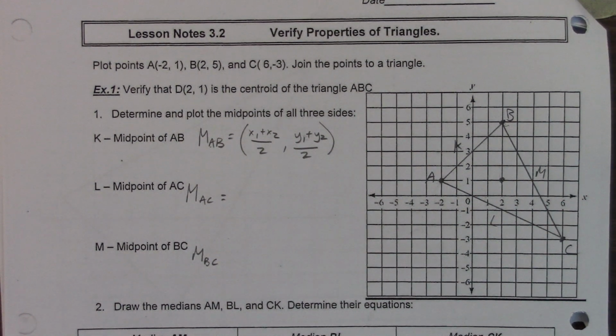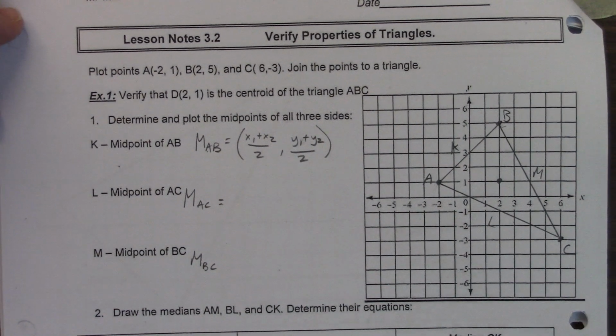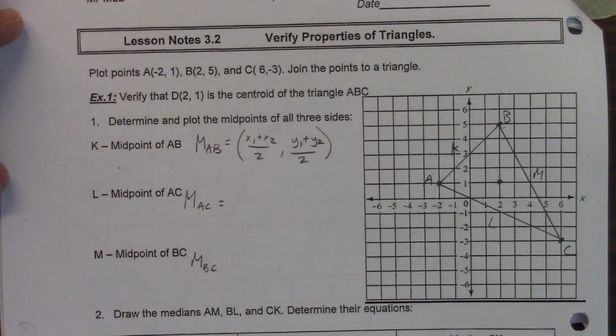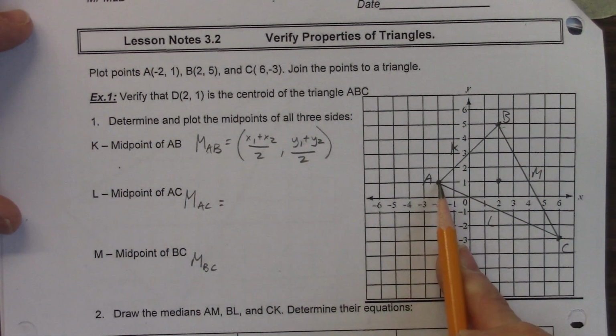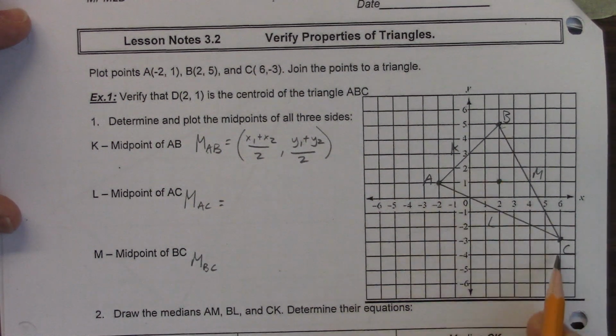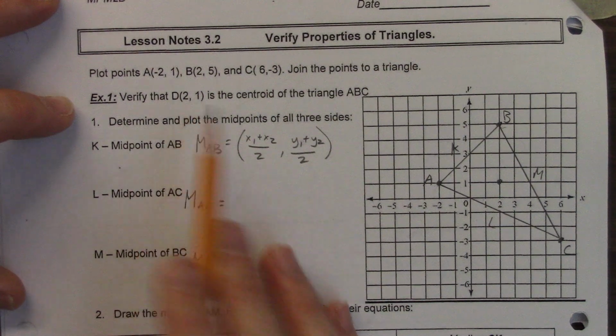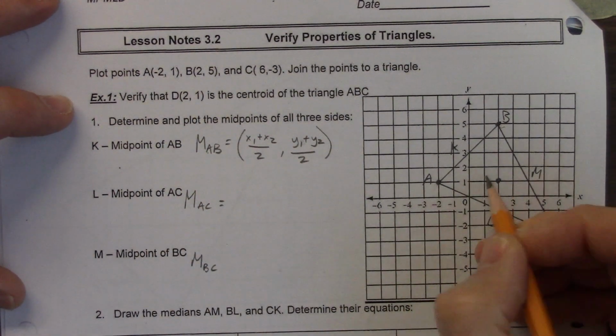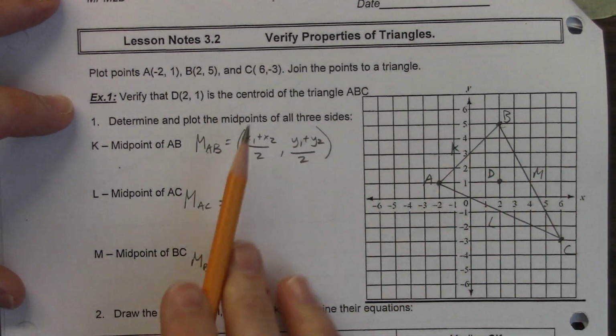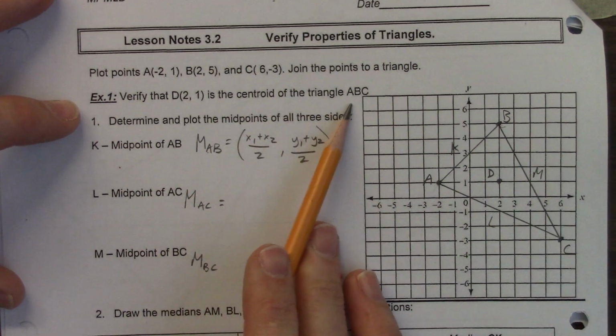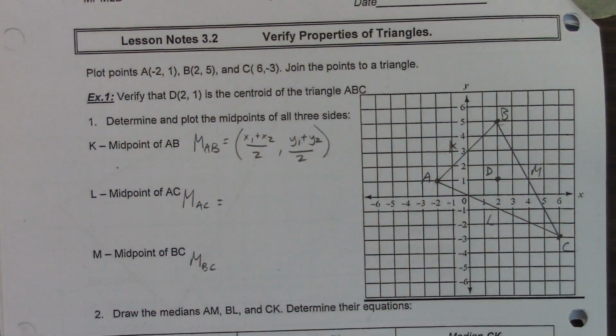Okay, so the first example says plot points A, B, and C and join the plots to form a triangle. So I've done that here, A, B, and C. Next it says verify that D, which is (2, 1), this is D here, is the centroid of the triangle ABC. So who remembers what a centroid is, how do you find a centroid?